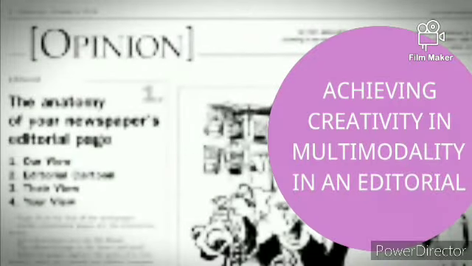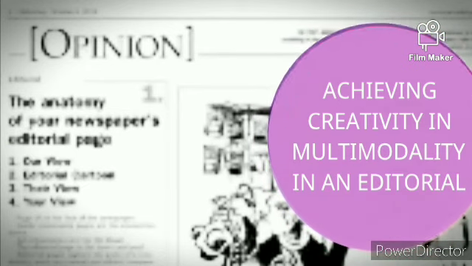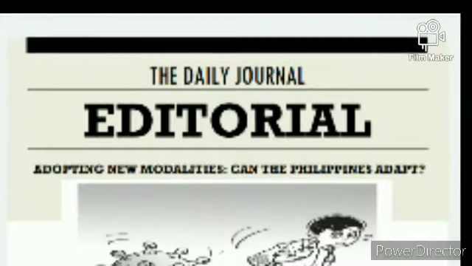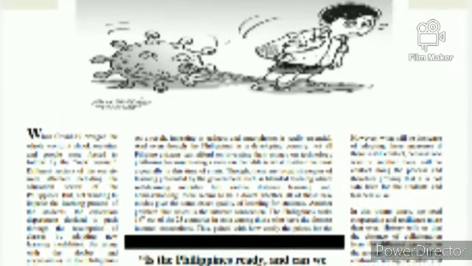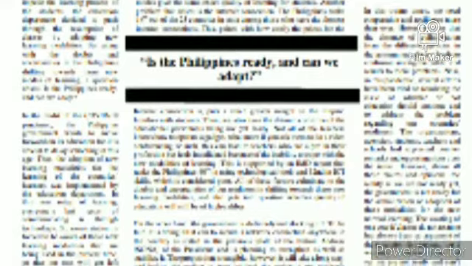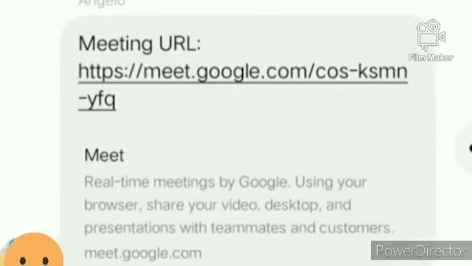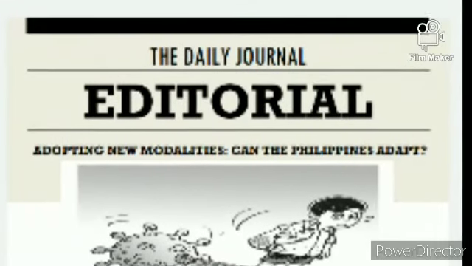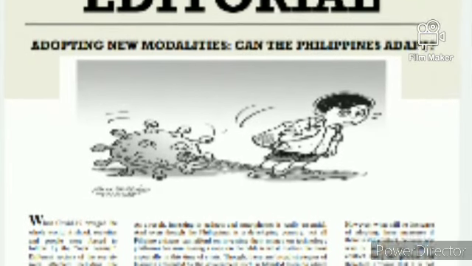The second examination, achieving creativity in multimodality in an editorial. It is a group activity wherein we need to choose one topic from the given issues and create an editorial page. After our professor posted the members of each group, we contacted each other and agreed to create a group chat. We decided to collaborate in Google Meet to know what are the parts of an editorial page since one of our members is part of school publication way back in high school.